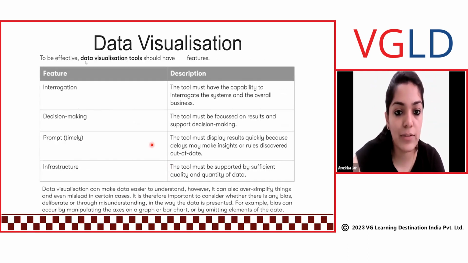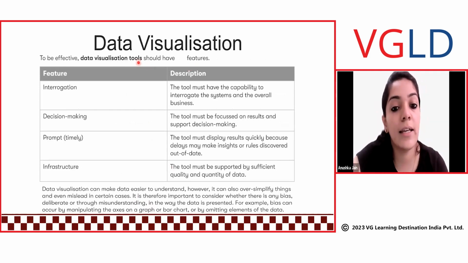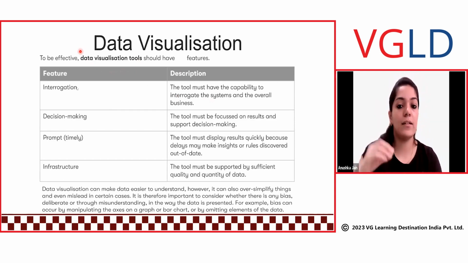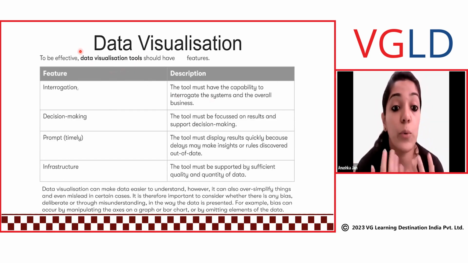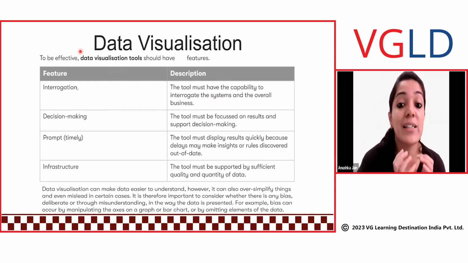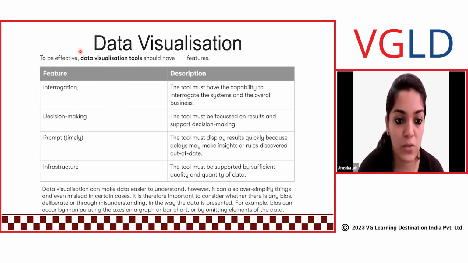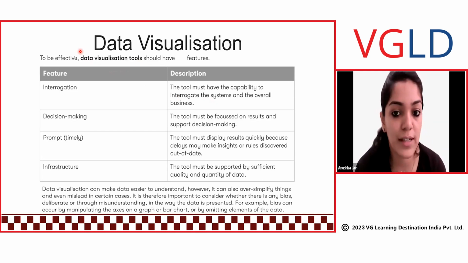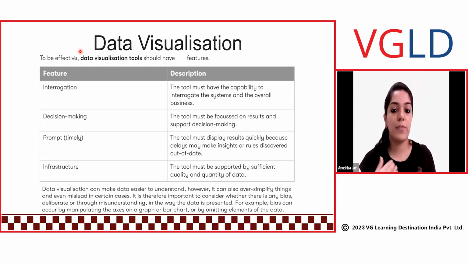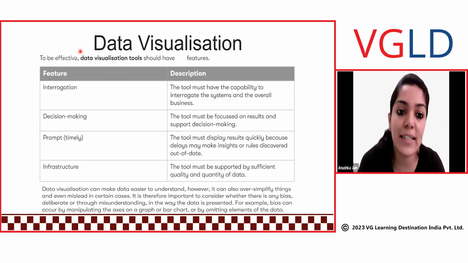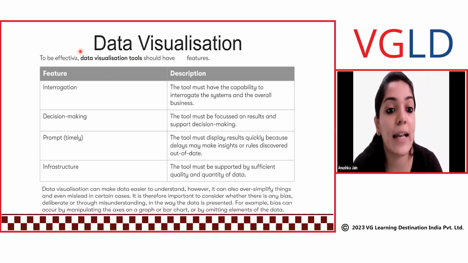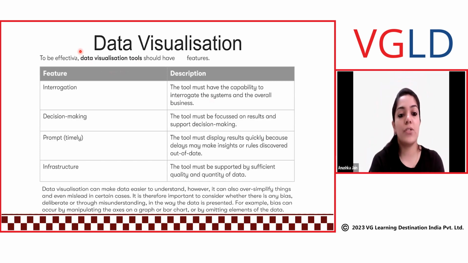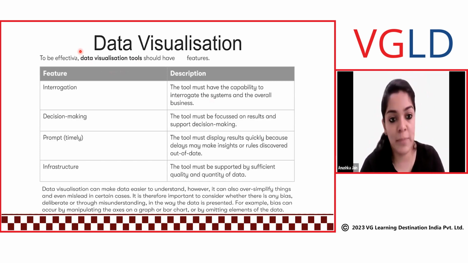So to be effective, data visualization should have the following features. What are those features? Interrogation. The tool must have the capability to interrogate the systems and the overall business. What does it mean? That the data which you are presenting should arouse questions. Why? It should explain why something is happening. So it should have the interrogation feature, that if someone has a question, it addresses that question. The system should have that capability to address the whys and the hows. Okay, that is interrogation.